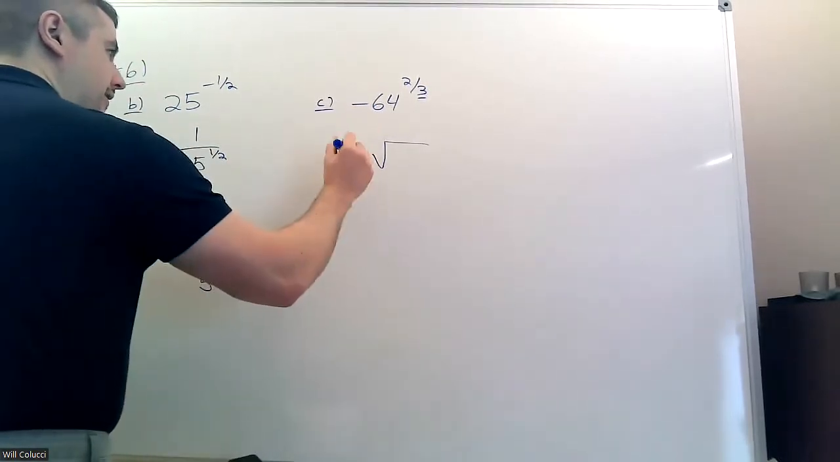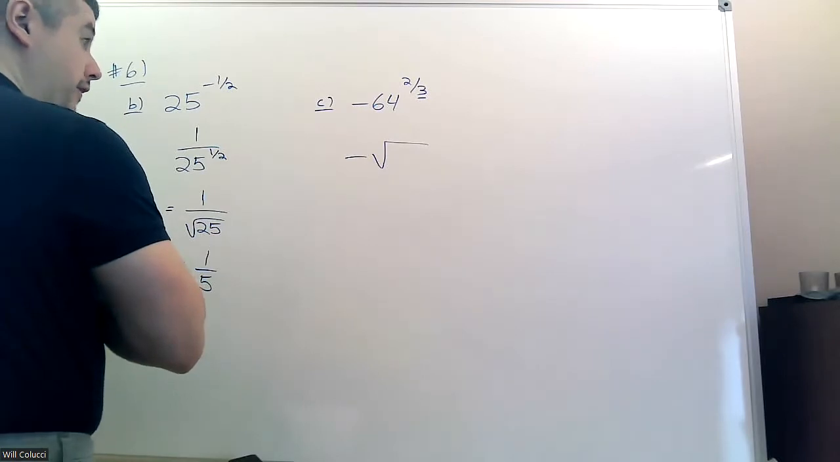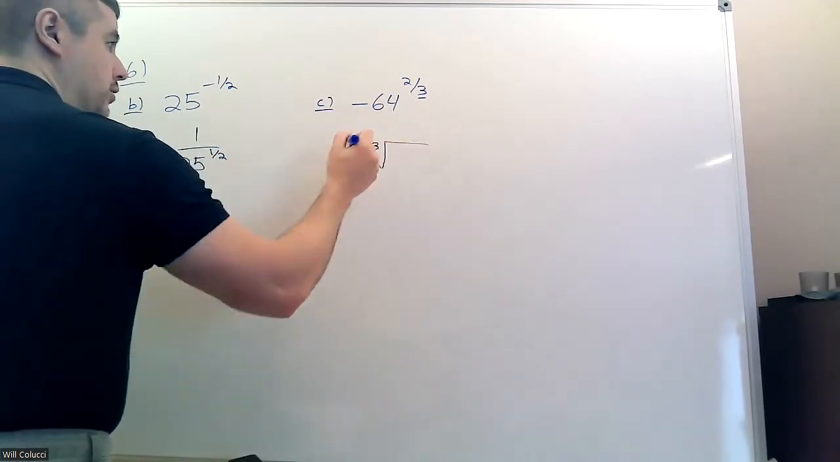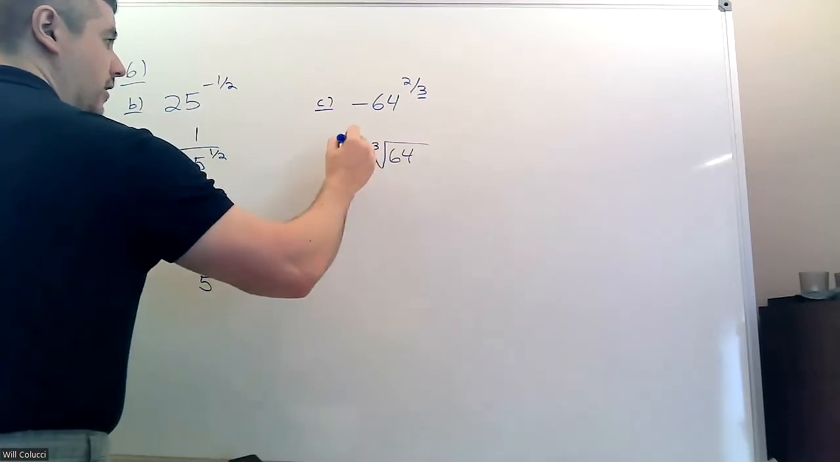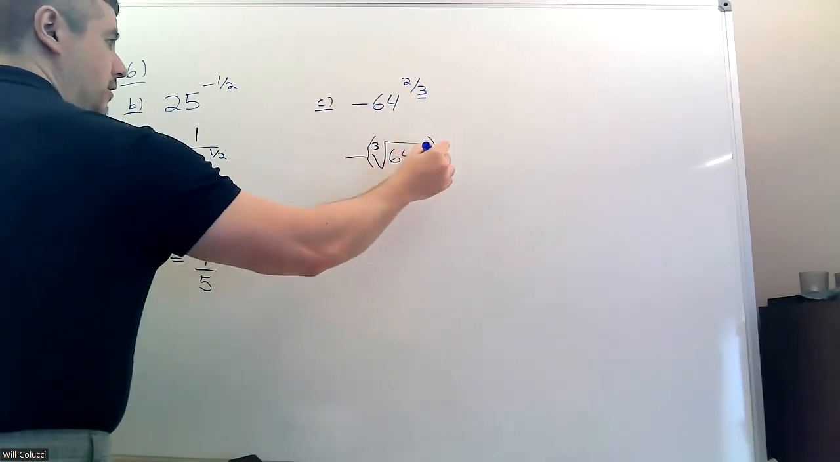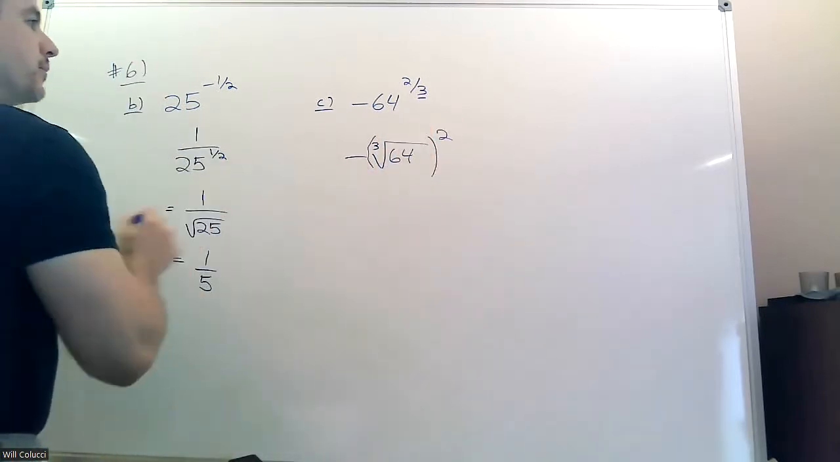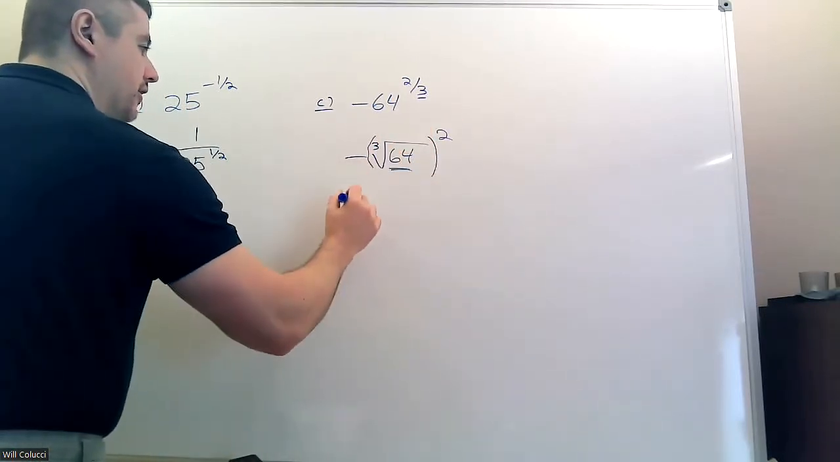So this minus is in the front. It's very easy to make this mistake. It's ridiculously easy to make this mistake. The cube root goes there, and the 64 goes here. And now you say, what do you do with the 2? The 2 goes there. So first you have to take the cube root of 64.